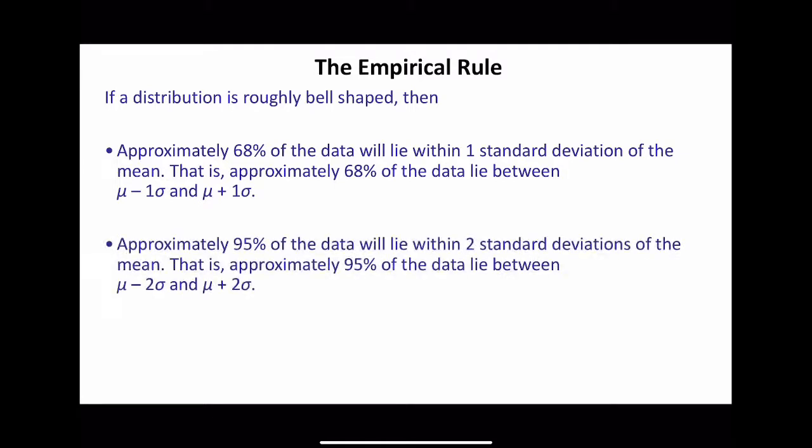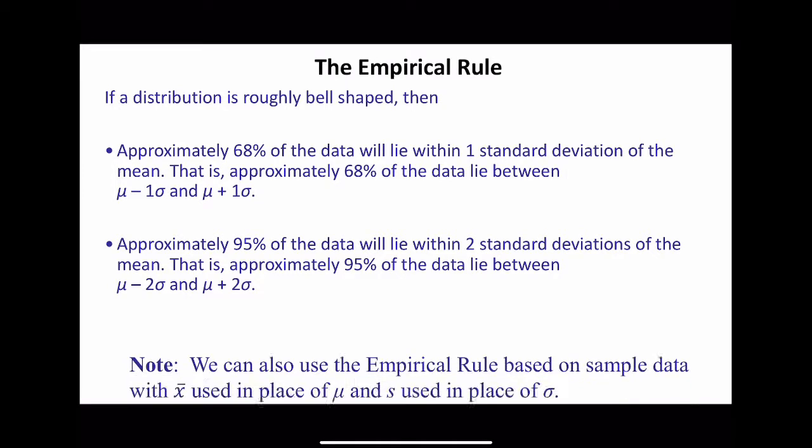About 95% of your data is going to be within 2 standard deviations of your mean. So if you multiply the standard deviation by 2, add it to the mean, and subtract it from the mean, 95% of your data will be found in there. So almost everything. This is very important because we are going to be using the 2 standard deviation rule a lot when we're looking for outliers.